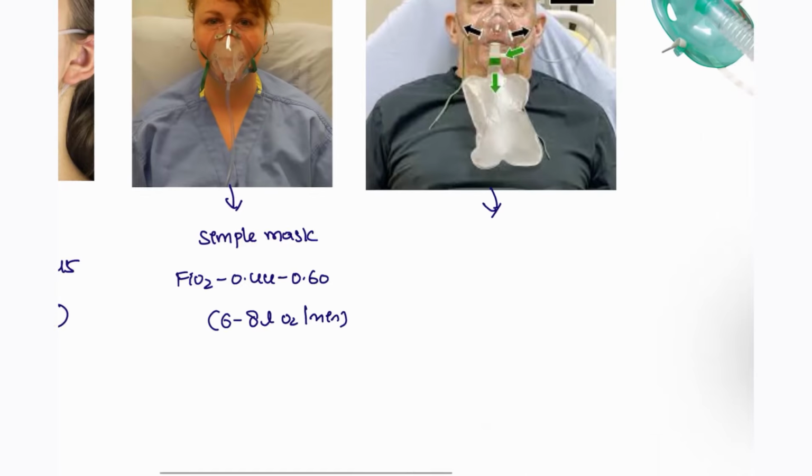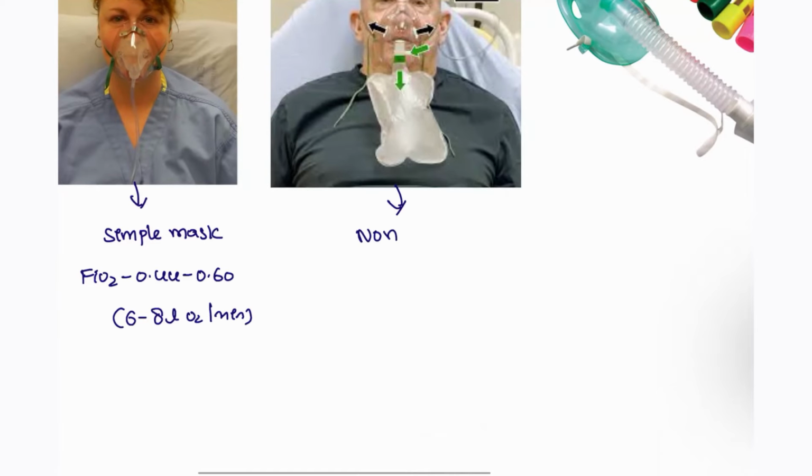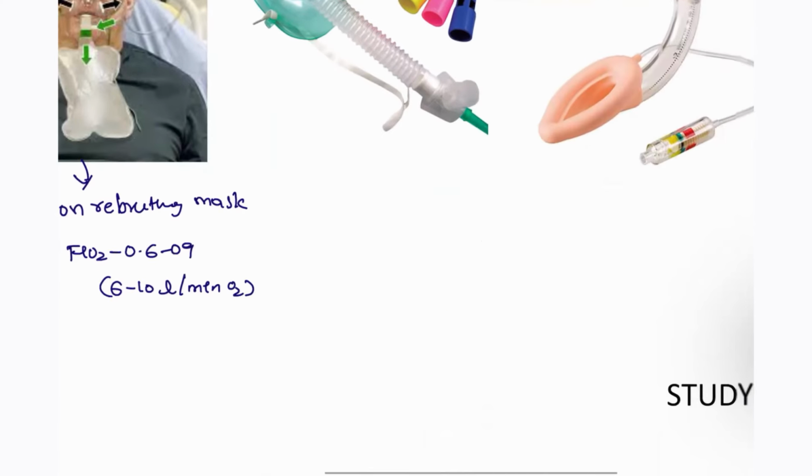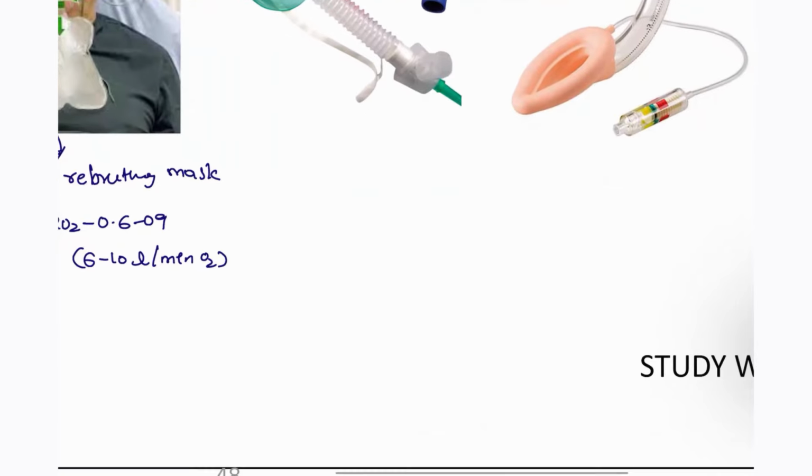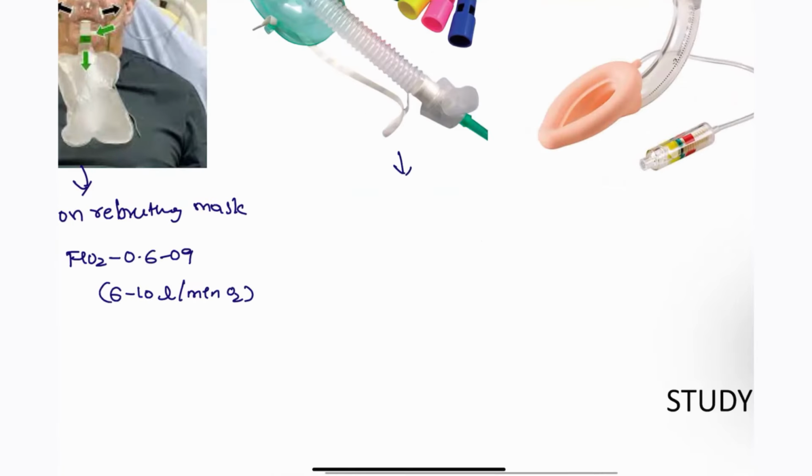And here you can see this is a non-rebreathing mask. In the non-rebreathing mask, the FiO2 will be 0.6 to 0.9. How many liters? 6 to 10 liters per minute of oxygen will be delivered. Next, this is going to be the highest accuracy: the Venturi mask. Here the FiO2 will be 0.24 to 0.6, and more than 12 liters per minute of oxygen can be delivered.